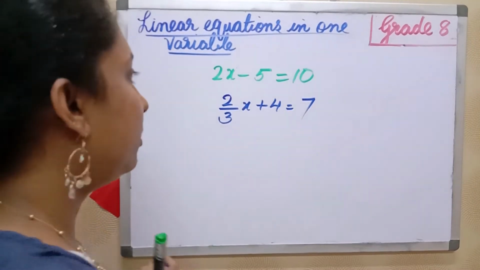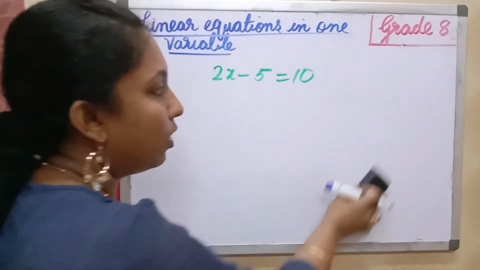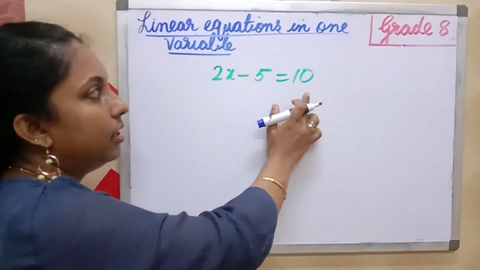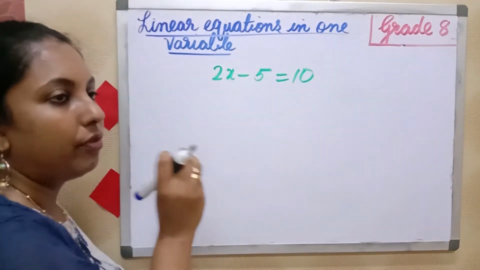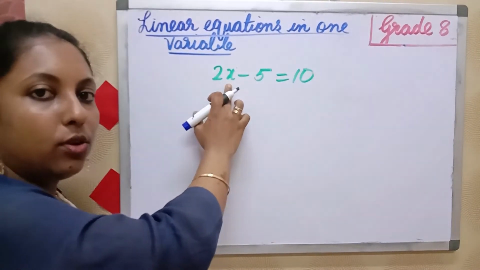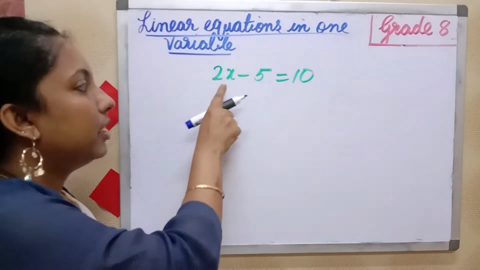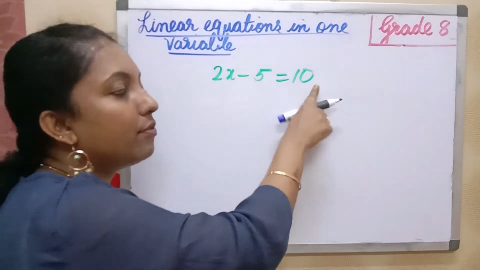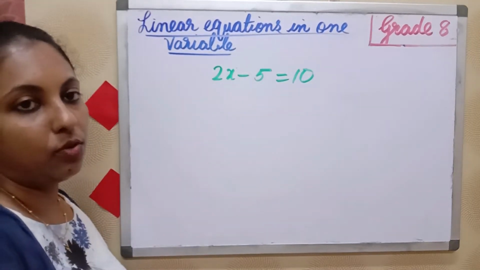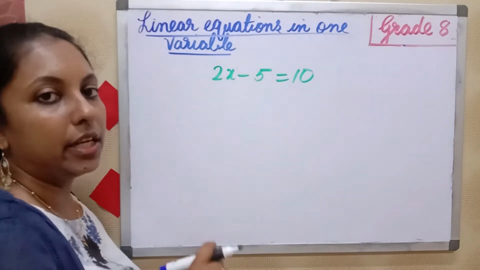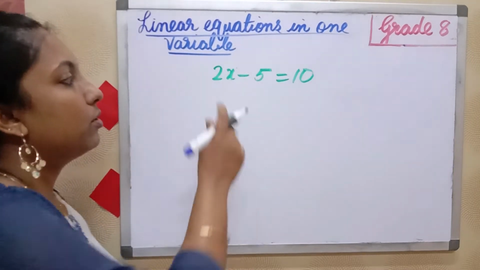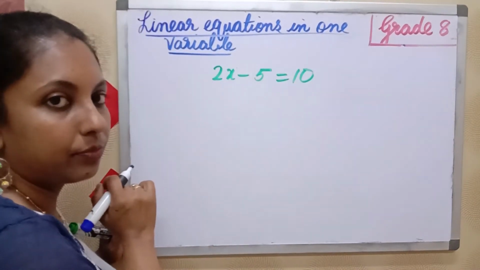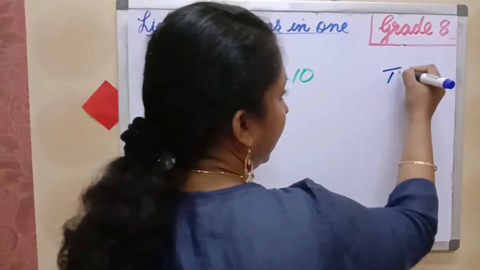Now, we are going to study how to solve a linear equation. See here, in a linear equation in one variable, we will get only one solution. That is x only. We will find the value of x. So, only one solution for every linear equation in one variable. So, 2x minus 5 is equal to 10. How can we find the value of x? Transpose method we can use.